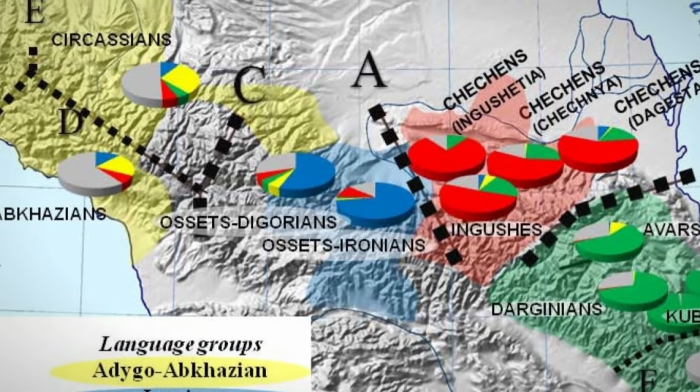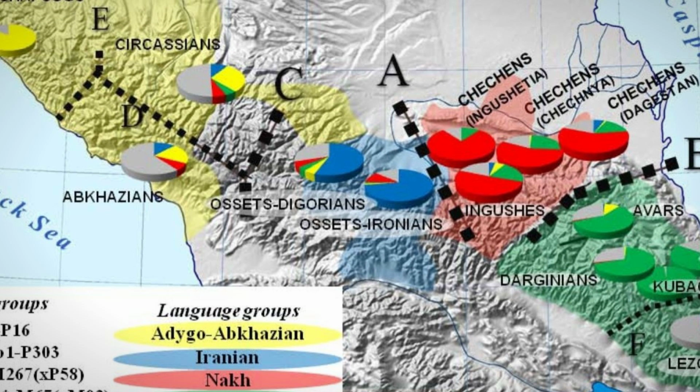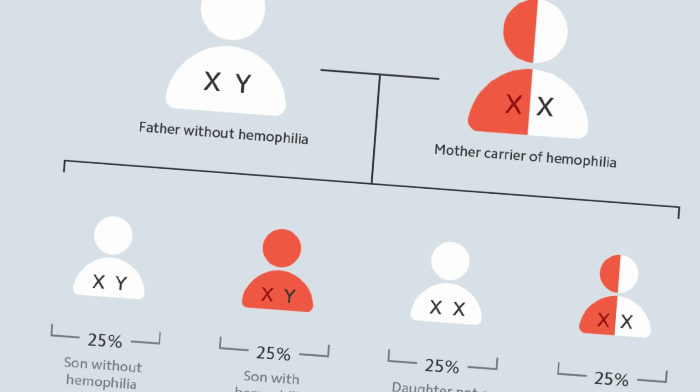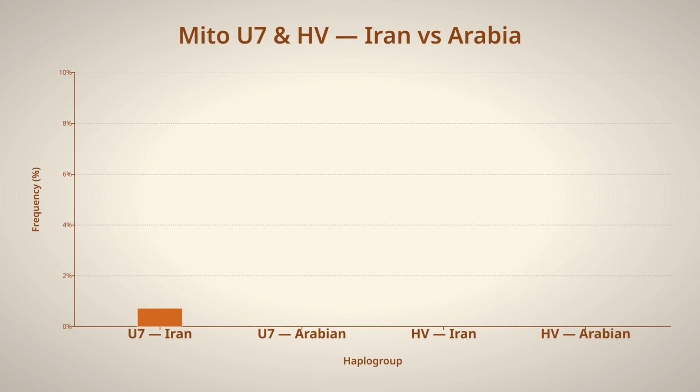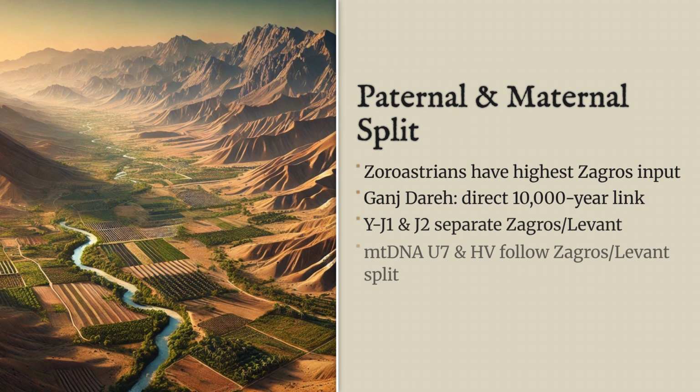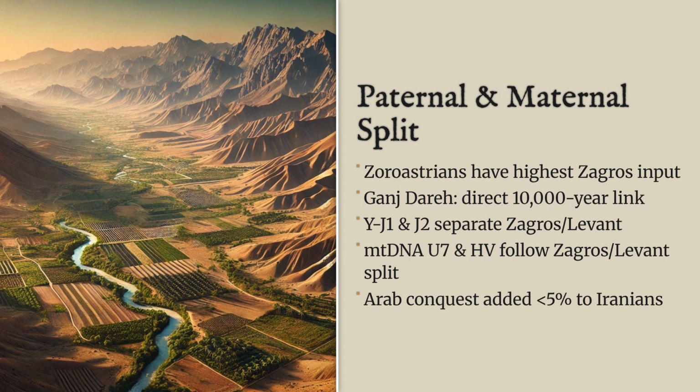Instead, J2M172, a lineage concentrated in the Zagros Caucasus arc, rises to 20 to 30%. And the maternal lines tell the same story. Mitochondrial haplogroups U7 and HV appear at elevated frequencies across Iran, but remain rare in Arab populations. Two completely independent inheritance systems, paternal and maternal, both pointing to the same ancient separation.